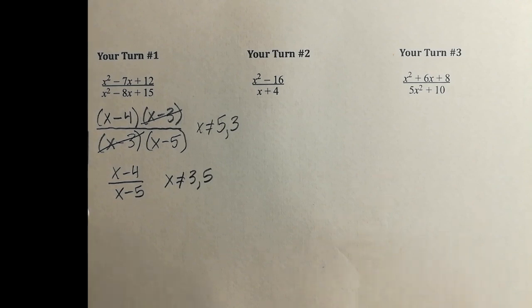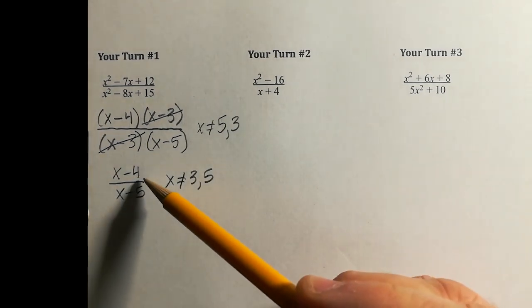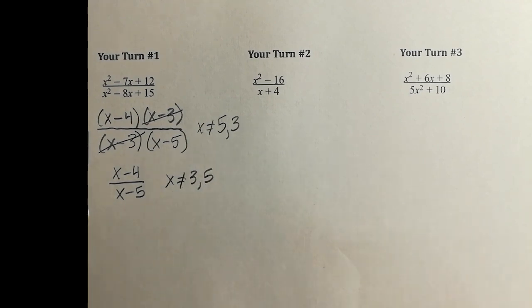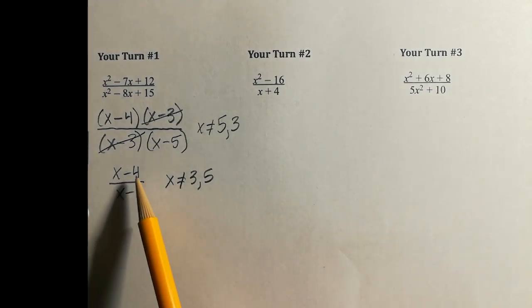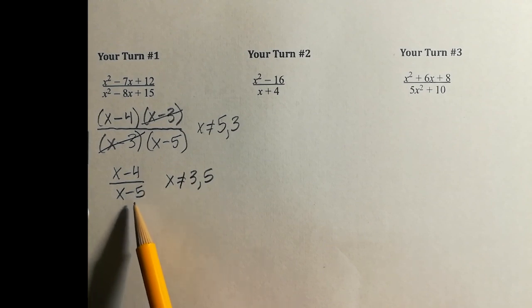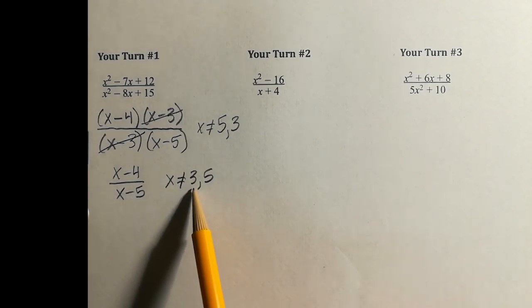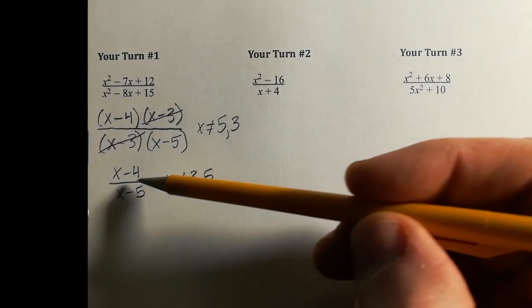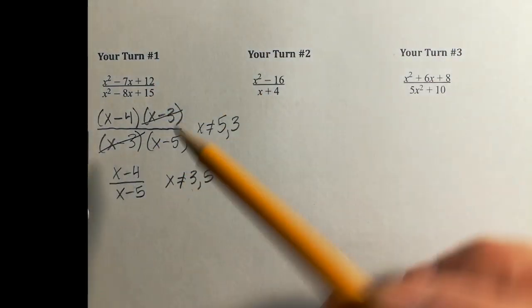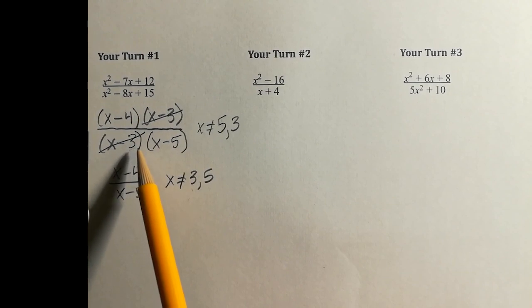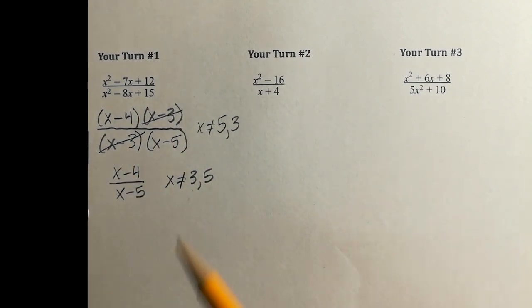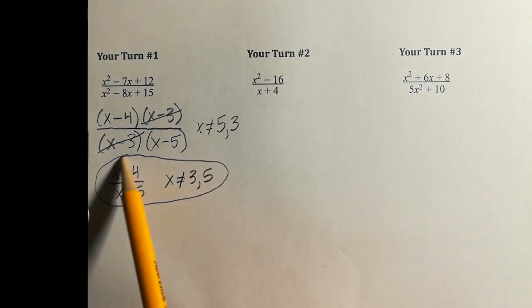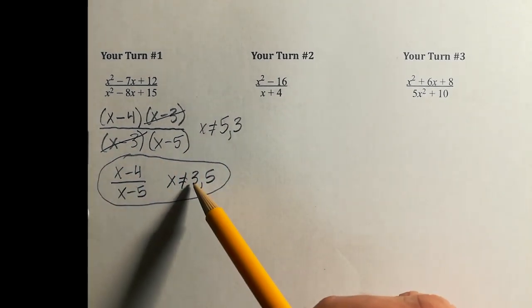Okay, so what I got was x minus 4 over x minus 5, and x cannot equal 3 or 5. Now notice one thing. You might say, well, in the answer here, there's no x minus 3, so why is this an excluded value here? Well, the fact is, this problem has a history here, okay? And at some point, there was an x minus 3 in the denominator, so we do have to show that here. We do have to show that x cannot be equal to 3 in this problem.